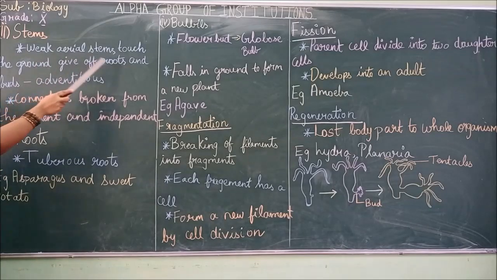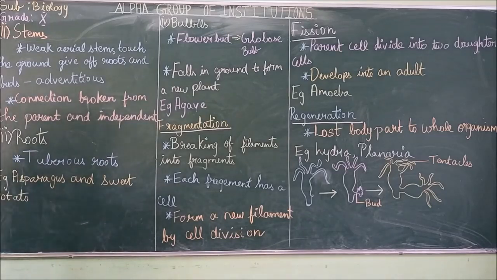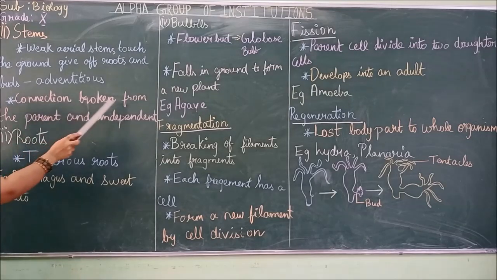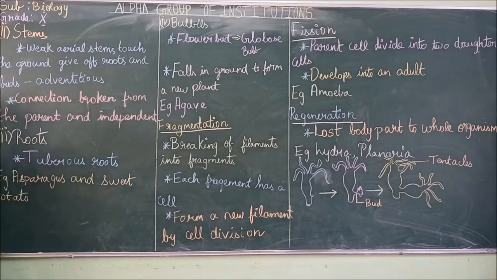So weak aerial stems, when they touch the ground and give off roots, form into a new plant. So this method is done in stems. Next, what happens, like I said, the connection is broken from the parent and they become an independent plant.